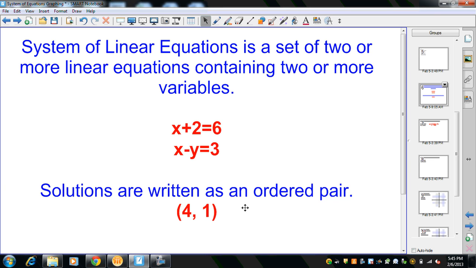Solutions are written as an ordered pair. So you have your x and you have your y. With this particular example, my x is 4, my y is 1. If I go back and plug it in, x is 4, so 4 plus 2 is 6. And if x is 4, 4 minus my y of 1 is 3, and it works. So (4, 1) is the solution to this system.